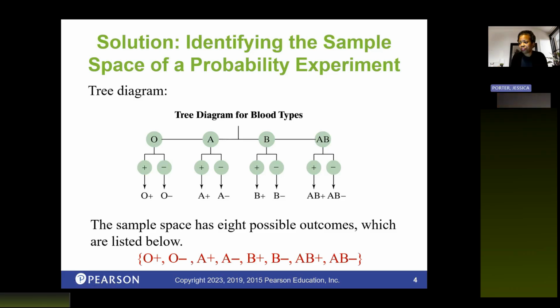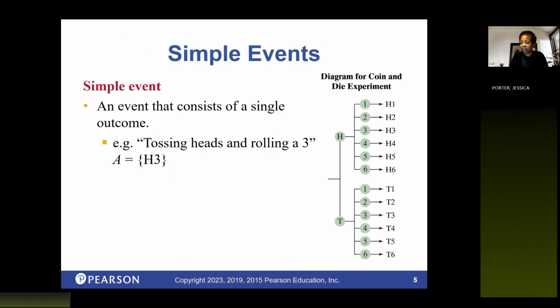So let's look at our tree here. And this is what's called a tree diagram. So we've got listed the blood types first, and then we've got positive and negative. So all the possible outcomes, there's 8 possible outcomes because we've got the blood type itself and then positive or negative. So that is an example of a sample space.